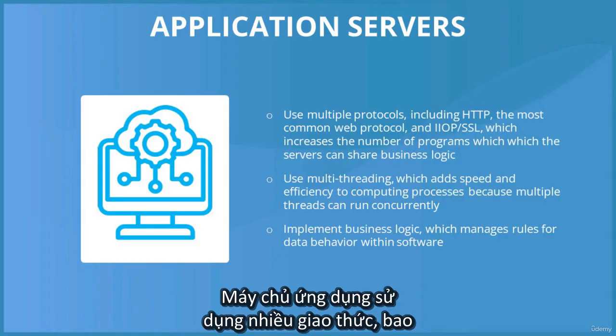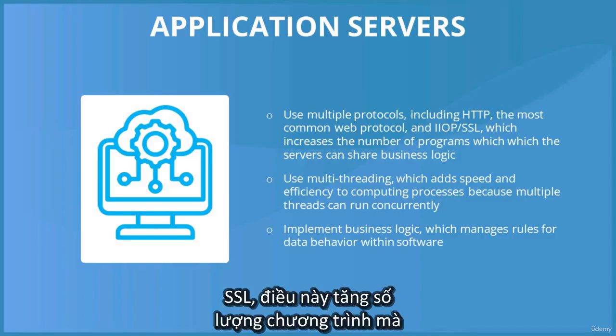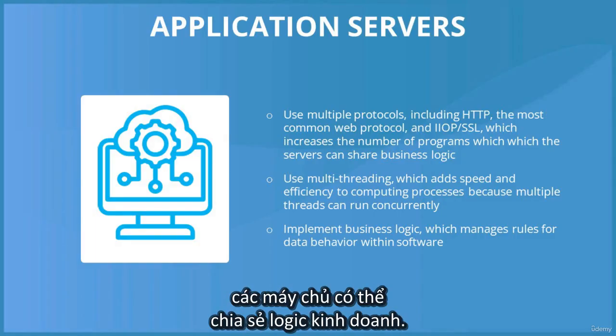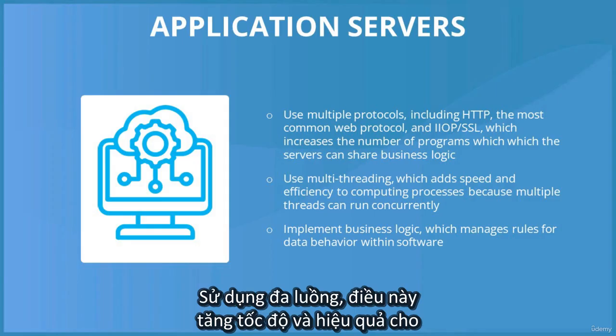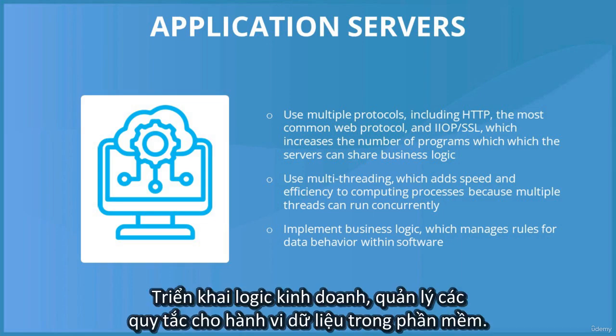Application servers use multiple protocols, including HTTP, the most common web protocol, and IIOP SSL, which increases the number of programs with which the servers can share business logic. They use multithreading, which adds speed and efficiency to computing processes because multiple threads can run concurrently. They also implement business logic, which manages rules for data behavior within software.